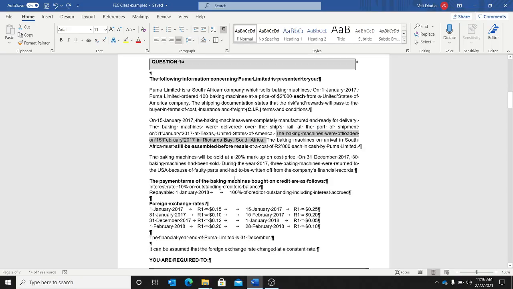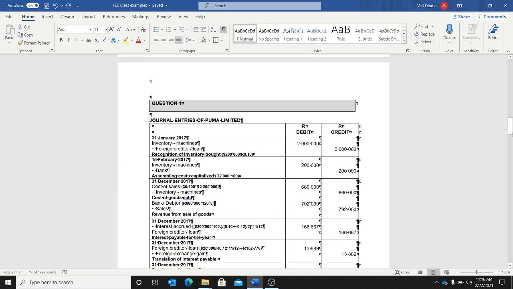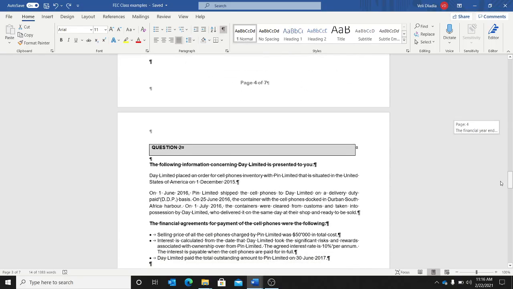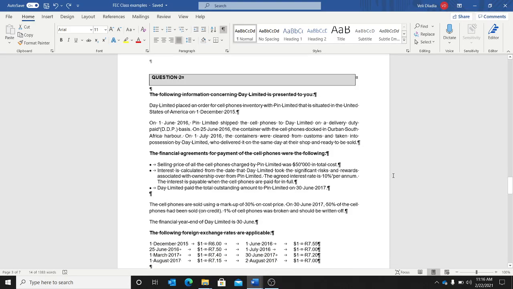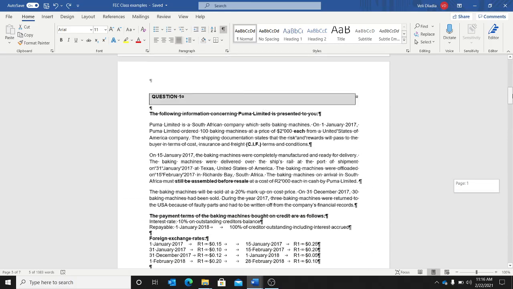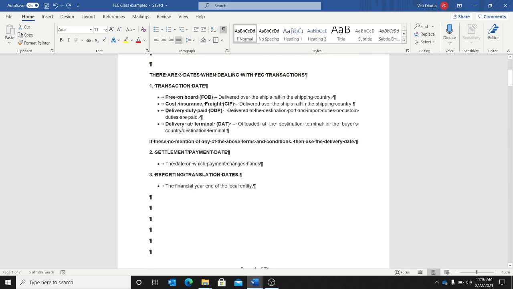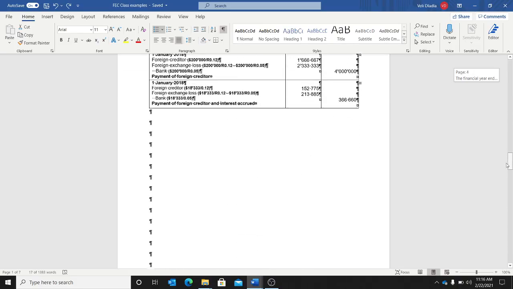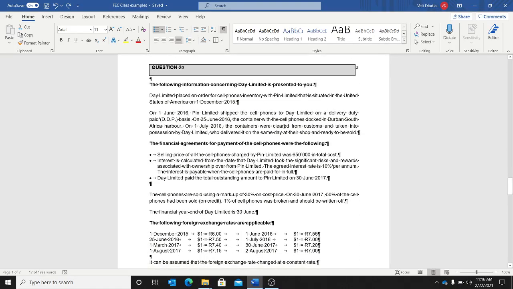Okay, so let's look at this one. See, this one says the terms and conditions are these ones. DDP, delivery duty paid. Okay, what is delivery duty paid? Delivery duty paid here. Delivery at a destination port and import duties are paid. So we look at the date when the import duties are paid. Let's go to number 2.